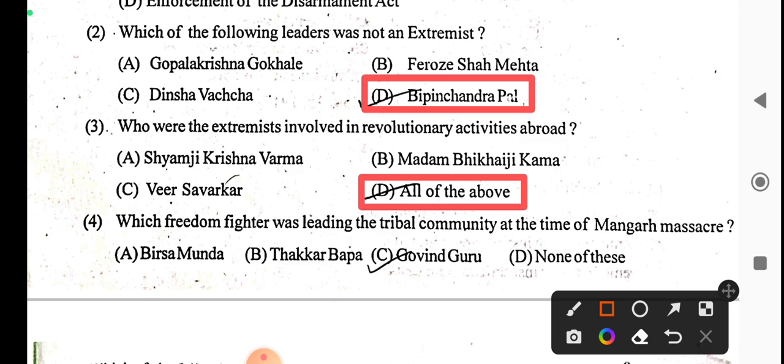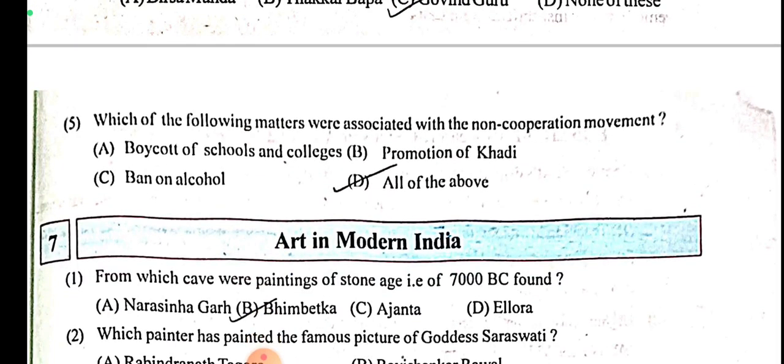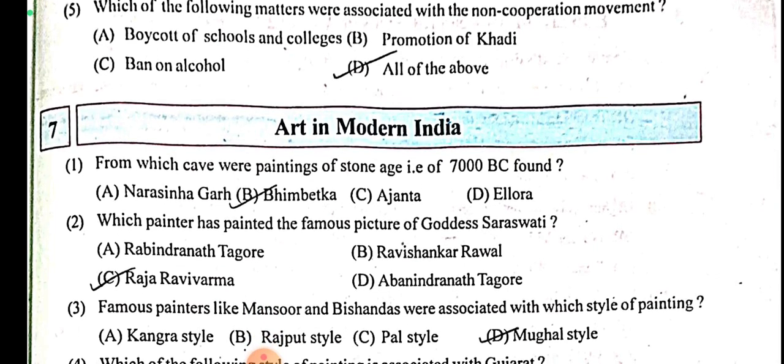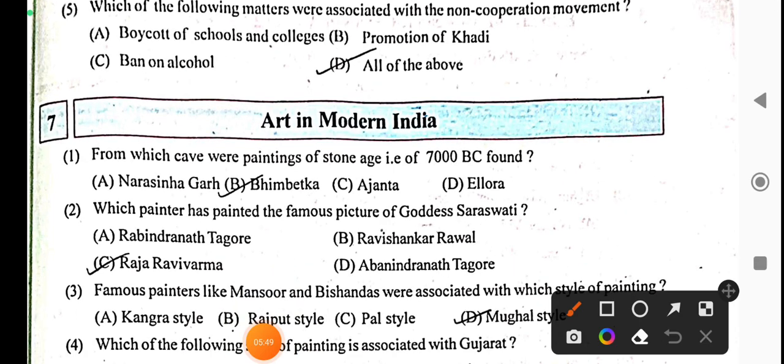Shyamji Krishna Varma, Madam Bhikaiji Cama and Veer Savarkar. Which freedom fighter was leading the tribal community at the time of the Mangarh massacre? Govind Guru, he was a leader. Which of the following were associated with the Non-Cooperation Movement? All of the above: boycott of school and college, promotion of khadi and ban on alcohol.